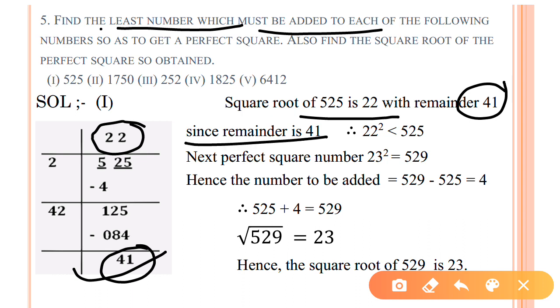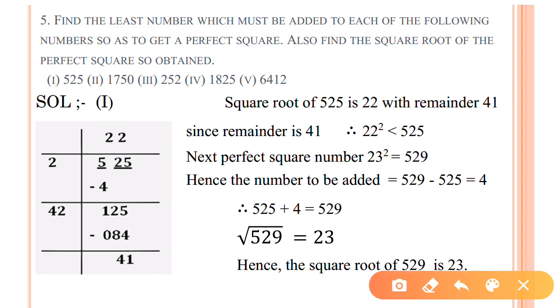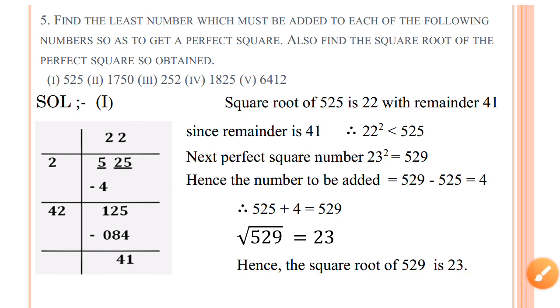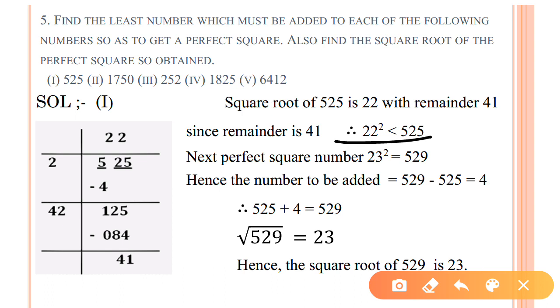Since the remainder is 41, we can say that the square of 22 is less than 525. This 525 can be written as 22 square plus 41. Since 22 square is less than 525, we go for the next perfect square number, that is 23 square, which equals 529.